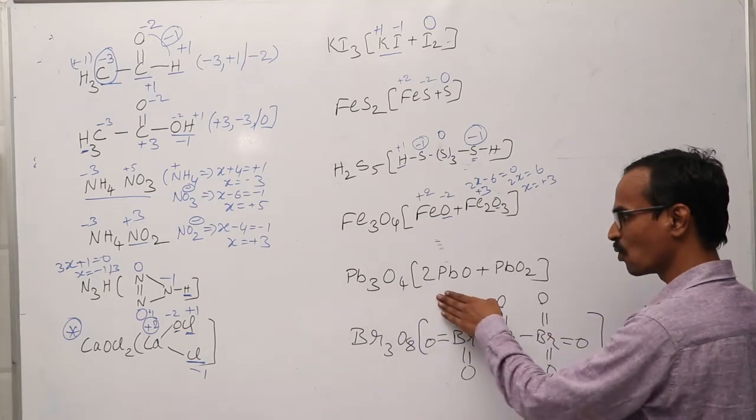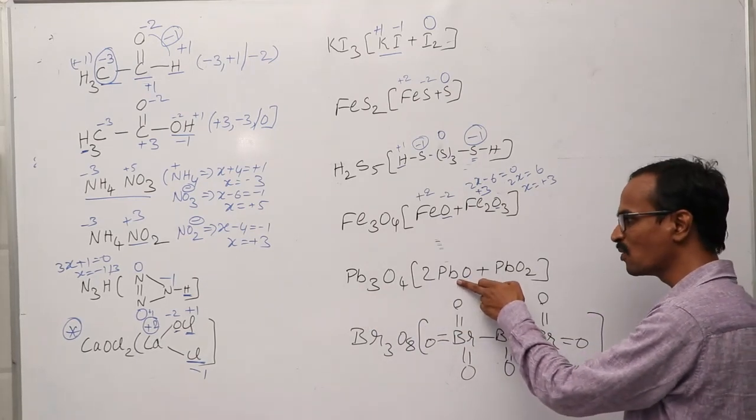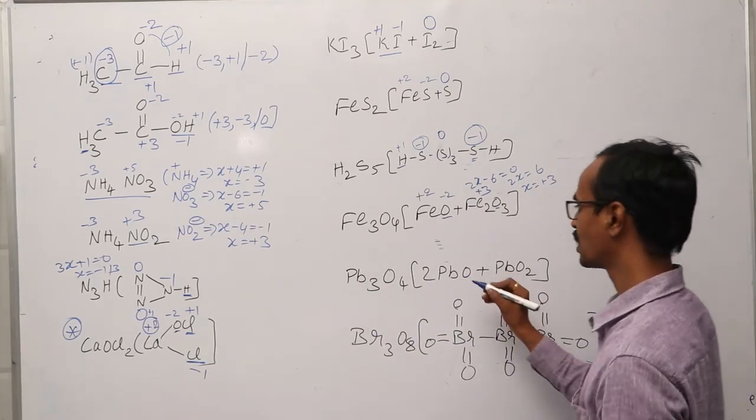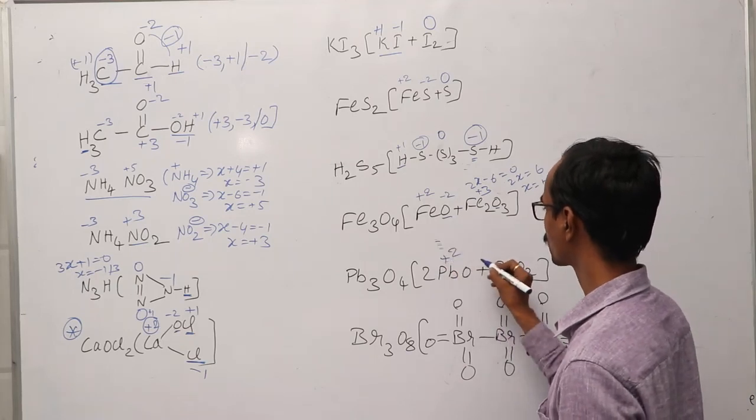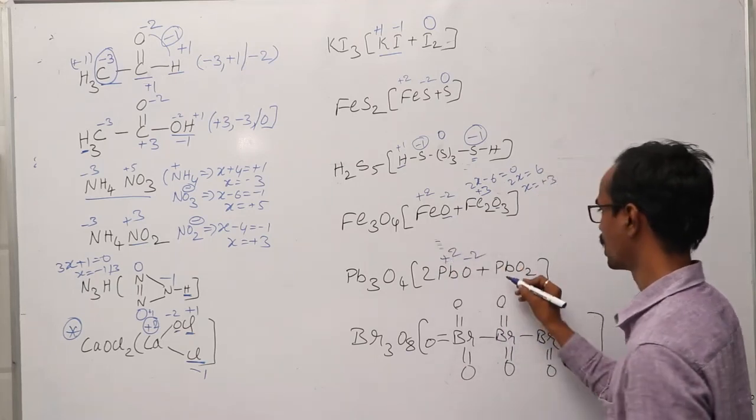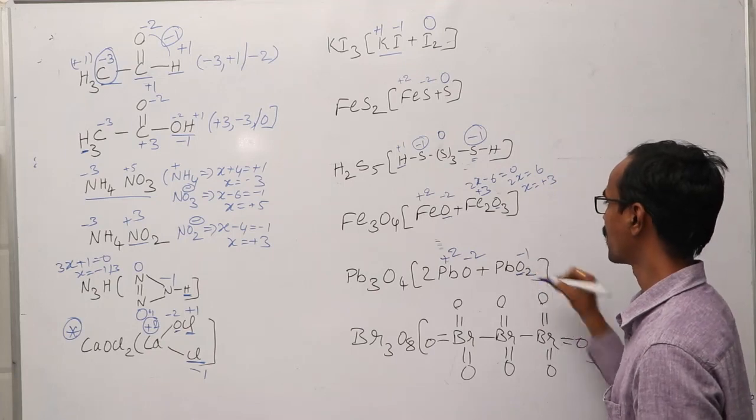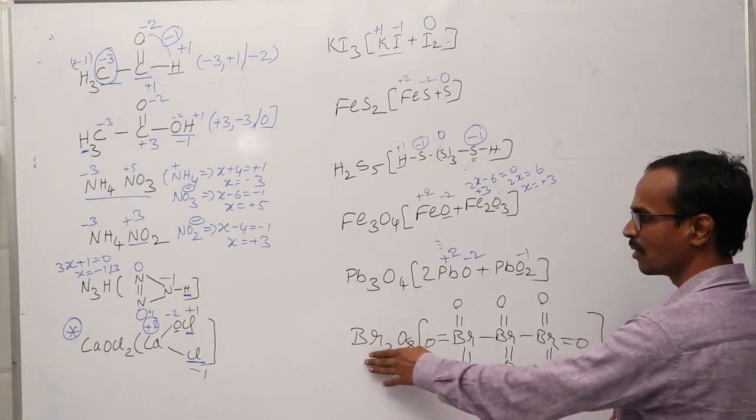In Pb3O4, it exists in the form of PbO and PbO2. Here Pb is having +2, here oxygen is having -2, and here it is having -1 oxidation state.